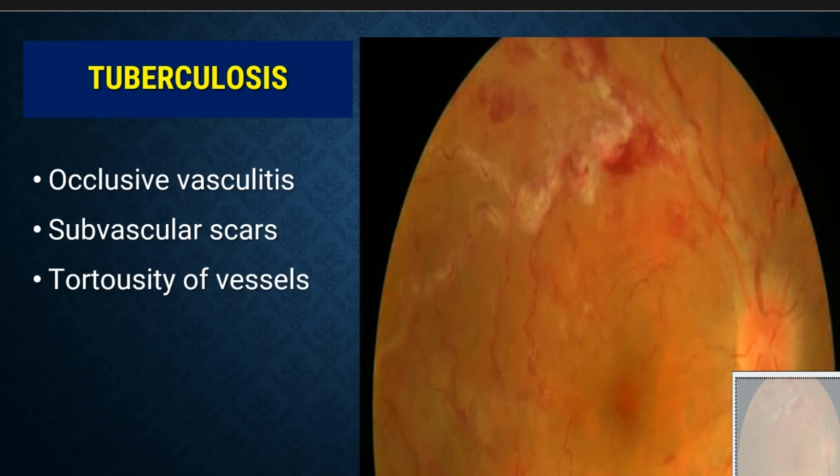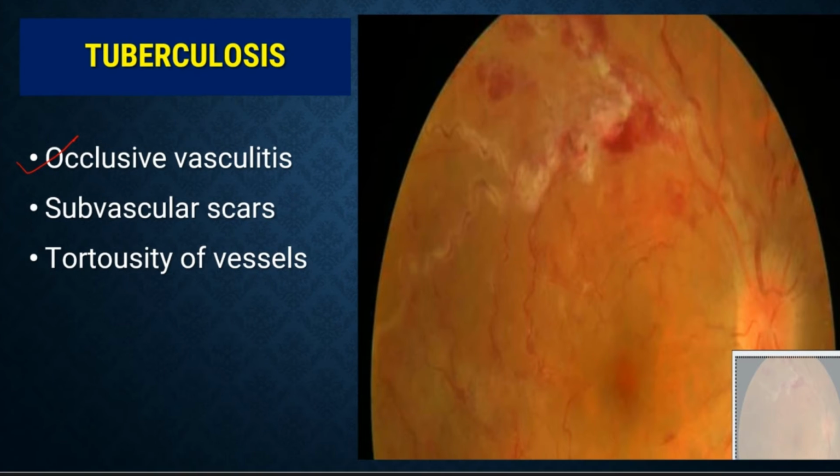Number one is the presence of occlusive vasculitis. So we know that there is a vasculitis component in case of intermediate uveitis. Now, sometimes because of that vasculitis, there will be occlusion of the vessels leading to features similar to that of occlusion, that is multiple hemorrhages in the periphery. So that is called occlusive vasculitis, and that is seen in case of tuberculosis.